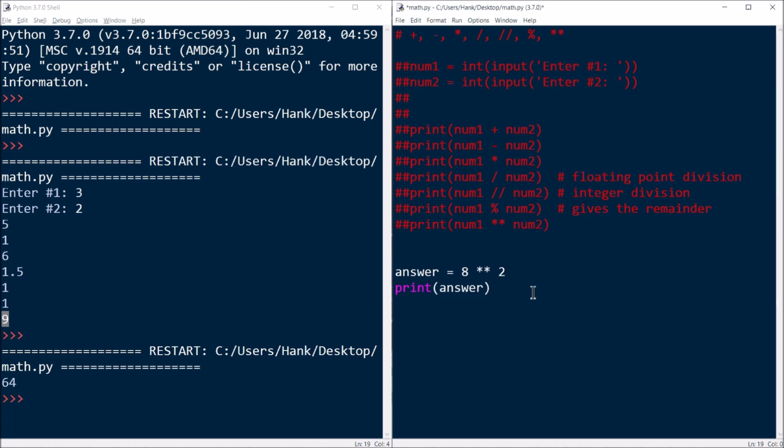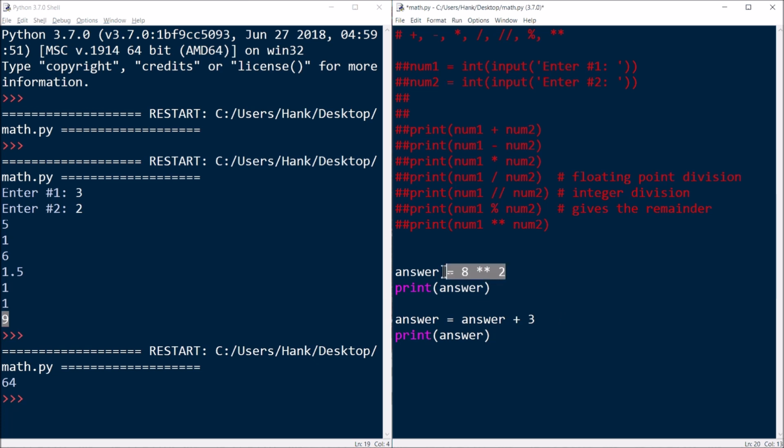I could also say answer is equal to answer plus 3. So what's this going to do? Then I'll print out that answer.